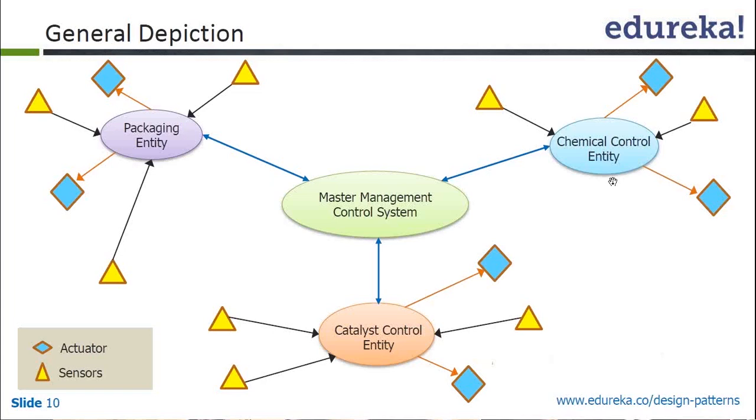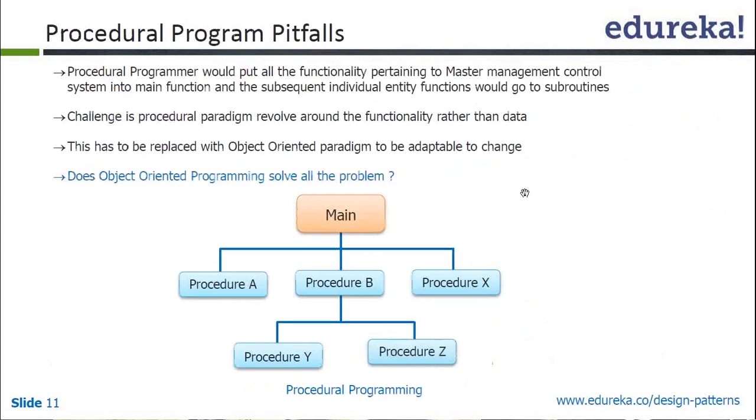But it is the master management controller system which orchestrates various operations in this. So this is going to be a general depiction. We will then come to how a non-object-oriented world can program it. They will probably go by a procedural system, and they will put all the functionality pertaining to management control into something called a main function. And then main may have certain other helping procedures or child procedures, subroutines, which allow main to segment its work.